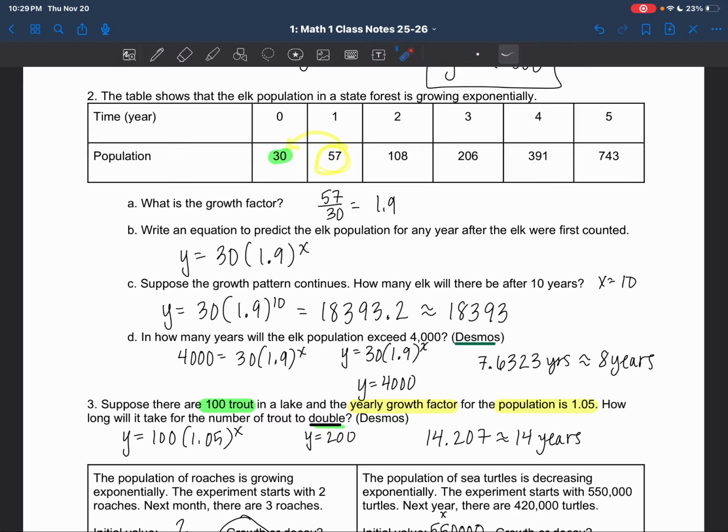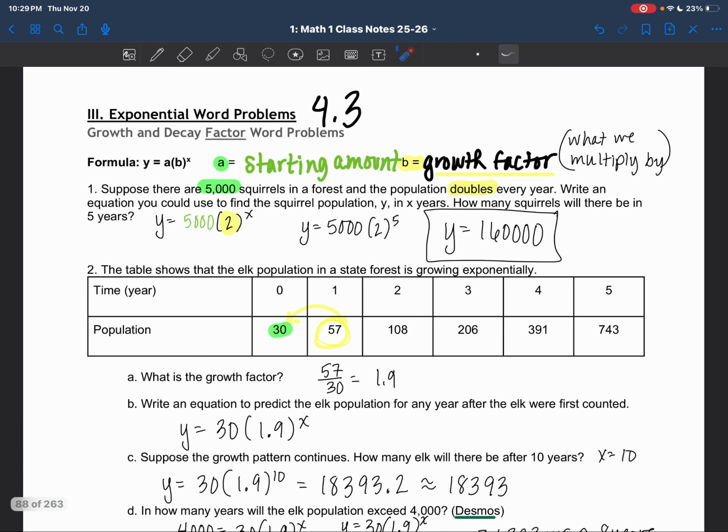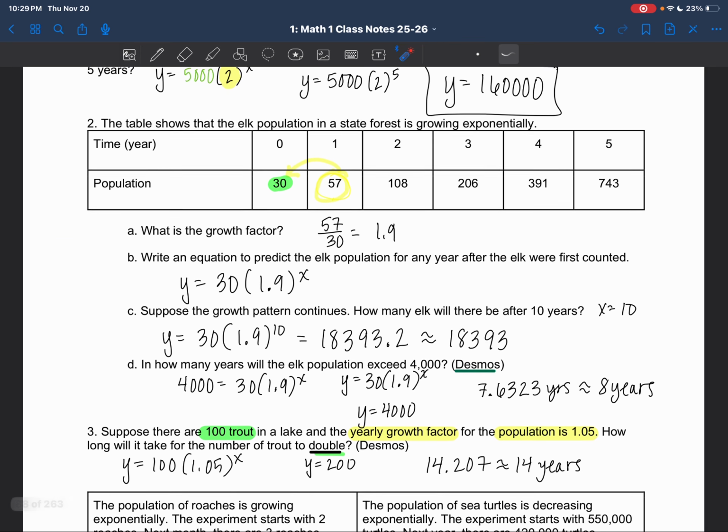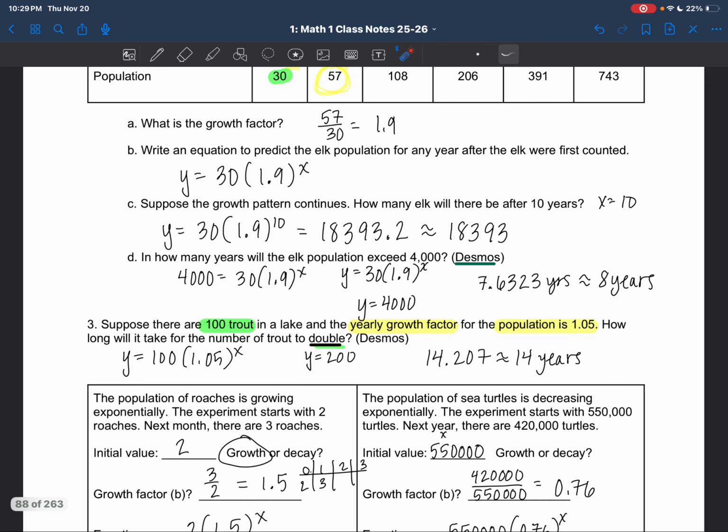18,393 elk. All right, and then in how many years will the elk population exceed 4,000? Well, you can use Desmos on this, and there's a couple different ways to do it. So what I would do is, where'd it go? There it goes. All right, so I'm going to go to here. Is that the right one? Oh, no, that's the trout. Okay, so I'll show you on Desmos in a second with the other one.